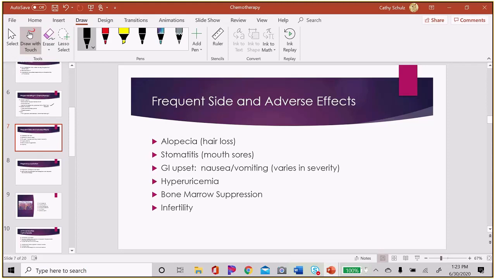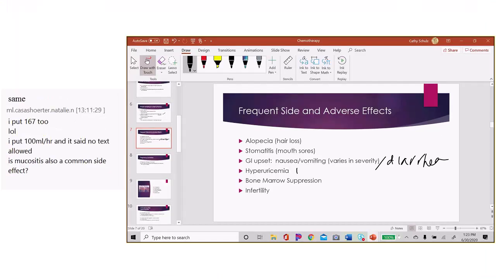Some degree of GI upset. It could include diarrhea, which isn't on there, but that's also part of it, because those mucus cells that line the esophagus, stomach, small intestine, large intestine are also hot cells with high turnover. So it's possible that we could disrupt that turnover. Nausea and vomiting is very, very common for many chemotherapy agents, although it does vary, or possibly diarrhea.